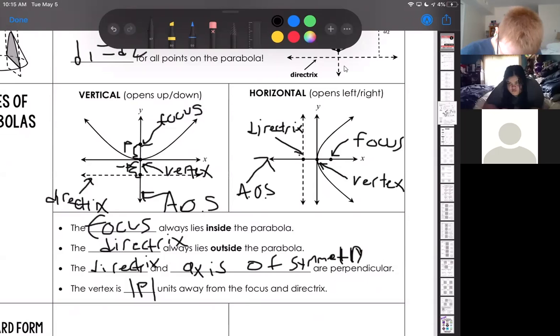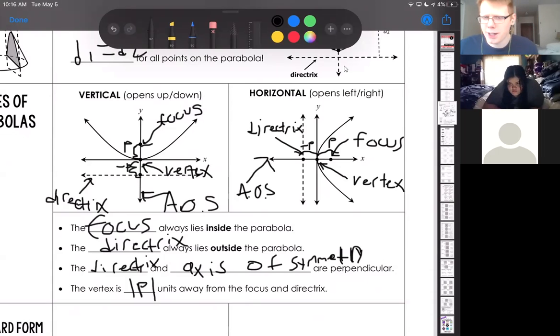But you're going to see, once you get your vertex, to get your parabola, you go p units to get your focus point, and you go negative p units to get your directrix. But basically, you go p units on both sides. If it's horizontal, you're going left and right. If it's vertical, you're going up and down.